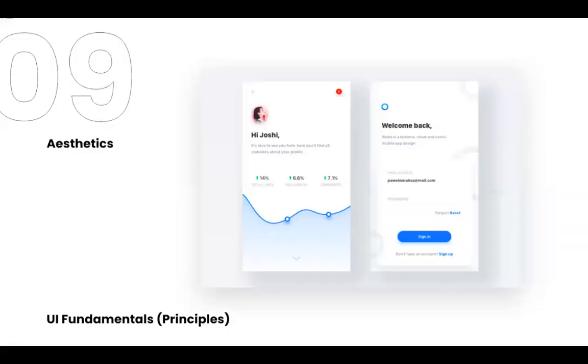So the ninth principle is aesthetics. Aesthetics refers to the visual attractiveness of a product. Studies have actually shown that creating good aesthetics in a product leads to better usability and user experience. Aesthetics is just how visually attractive your product is. But remember, don't go overboard.